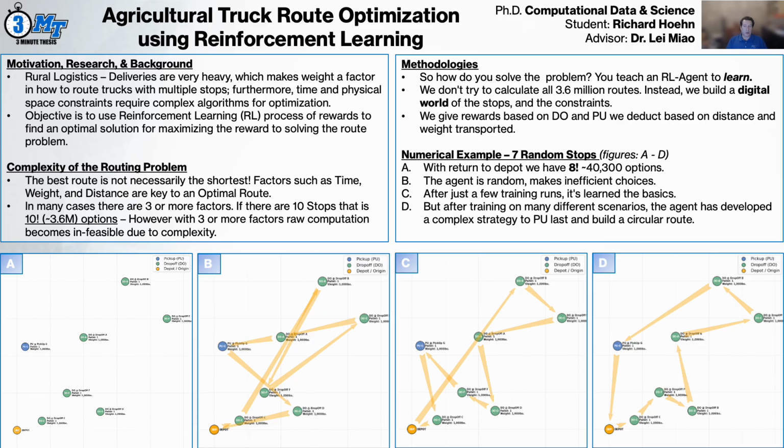In normal route optimizations, if you have 10 stops, you might come up with a factorial of 10, or about 3.6 million options to solve your shortest route. However, when you take other factors into account in terms of weight, which costs fuel depending on how much you're delivering, the sheer computation becomes somewhat infeasible to get done in a short amount of time.